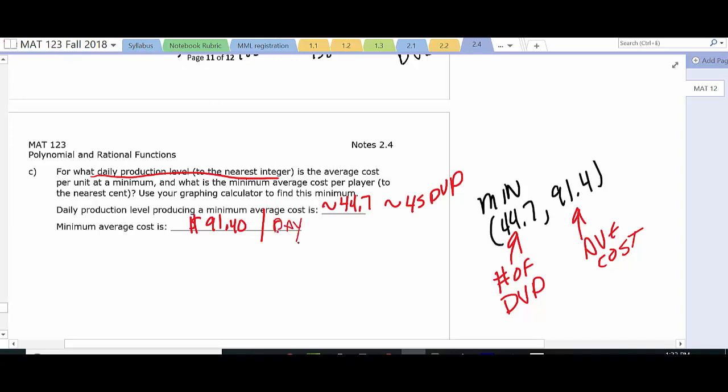That's it. That's how you put that together. We're going to look in this class at a lot of basic business applications where you do some algebra and you do technology also. That's the idea. That's called a minimum average cost. Anybody have a question about that? Okay, so that'll wrap up that section.